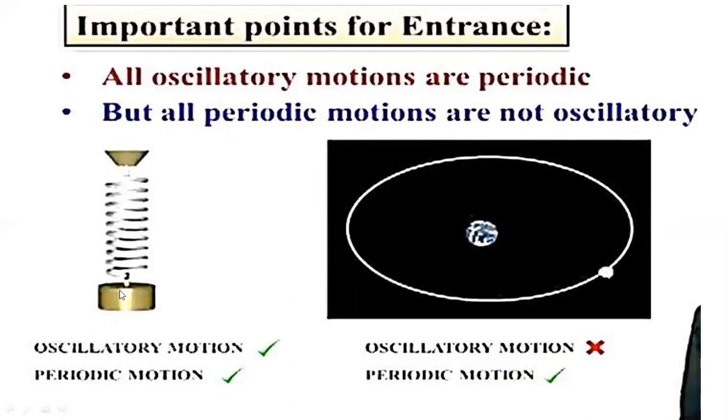See here. So this spring, it goes front, again it comes back. So this is oscillatory motion. This oscillatory motion is a periodic motion. But here the moon revolves around the earth. So this is periodic motion. Again, after 30 days, it comes to its original position. Okay, moon comes to its original position. Again, the motion is repeated. But this periodic motion is not an oscillatory motion. So it means all oscillatory motions are periodic, but all periodic motions are not oscillatory.